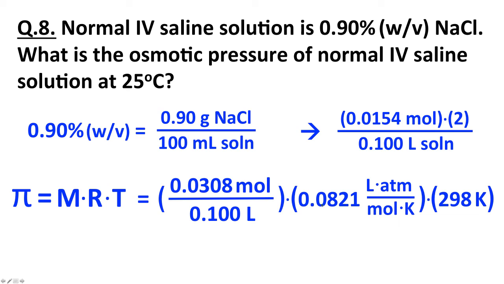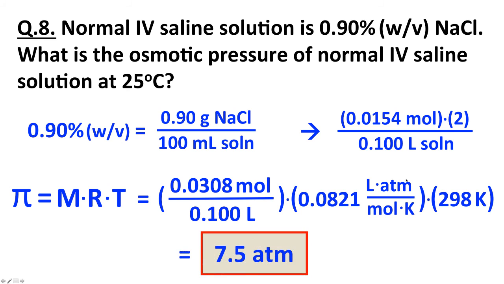Gas constant is 0.0821 liter atmospheres per mole Kelvin, and 25 degrees Celsius is 298 K. Moles and moles cancel, liters and liters cancel, Kelvin and Kelvin cancel, leaving us with just units of atmospheres. And when we do the calculation and then round off to two significant figures based on the initial information we were given, we get about 7.5 atmospheres for the osmotic pressure of normal IV saline solution.